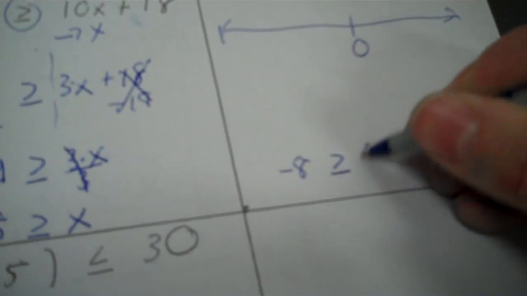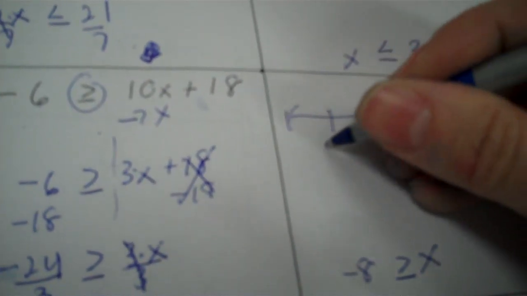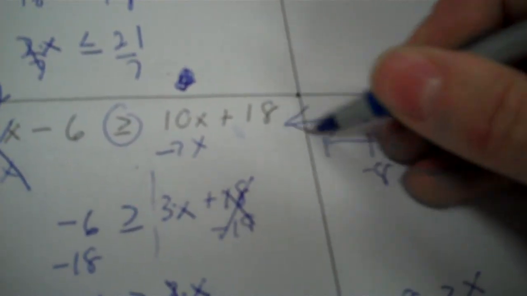So x and negative 8. Now remember, always follow these rules when you're graphing. Does it open towards the number, or does it open towards x? It opens towards the number, so it's going this way.